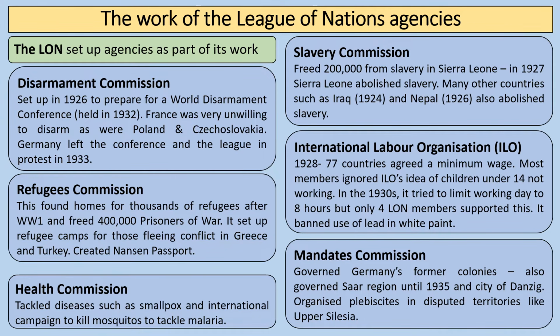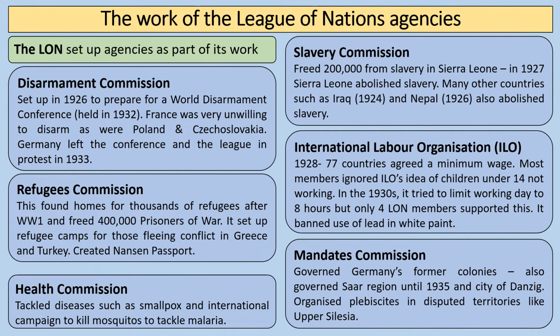The International Labour Organization was set up to improve working conditions. So in 1928, 77 countries agreed a minimum wage, but it had less success in terms of banning children under 14 from working and limiting the working day to 8 hours a day. It also did ban the use of lead in white paint. So it made some steps to improve working conditions during this time.